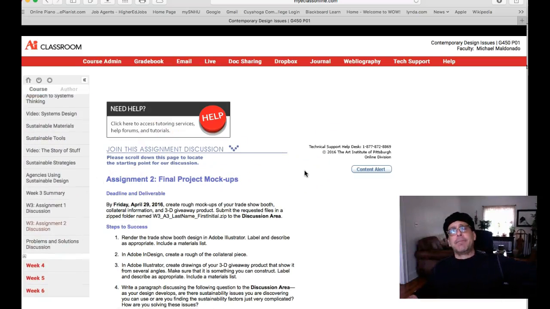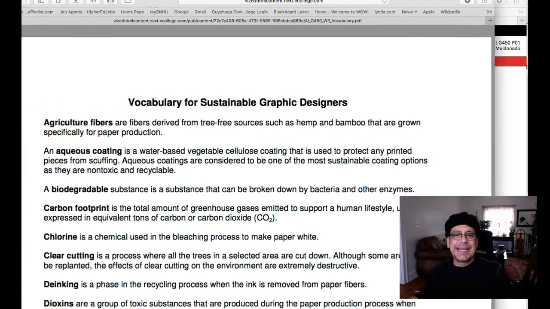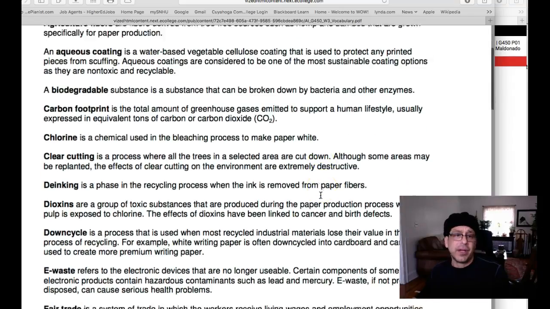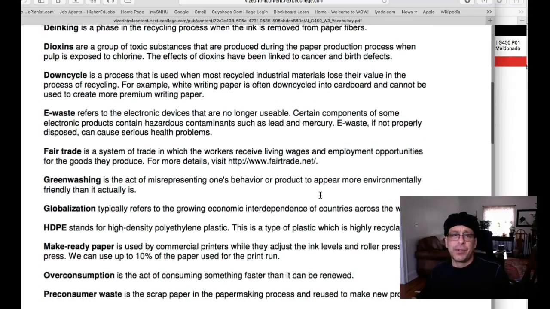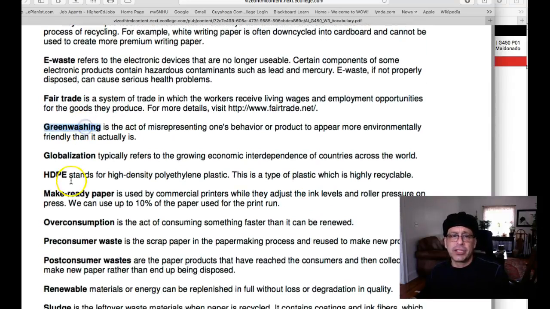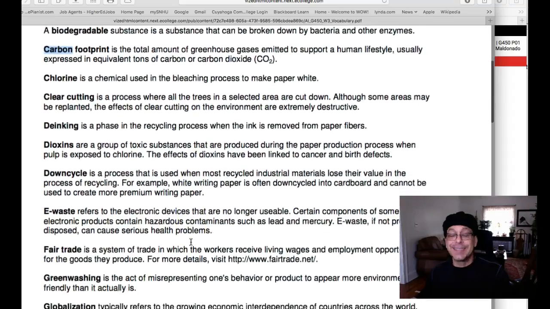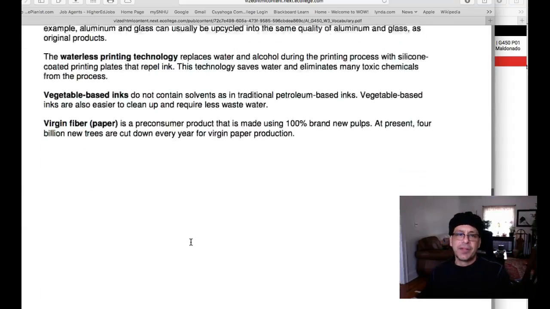Words like recyclable or post-consumer, those are no good, okay? That doesn't mean anything to me anymore. You should know that. It shouldn't mean anything to you anymore. We're looking for details. You have your vocabulary for sustainable graphic designers, and that's located in your materials. So you have a lot of things here that you can talk about: e-waste, greenwashing, made-ready paper, overconsumption, pre-consumer waste, carbon footprint, and a lot of this vocabulary I expect to see in your presentations, guys.